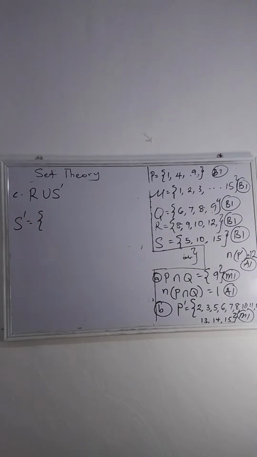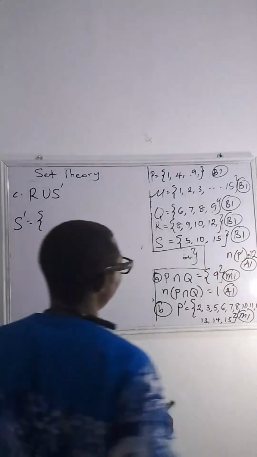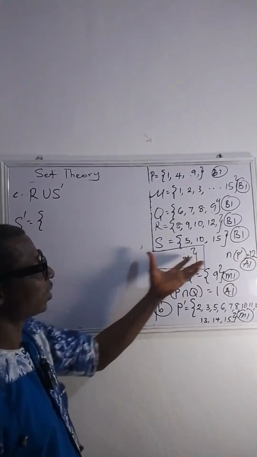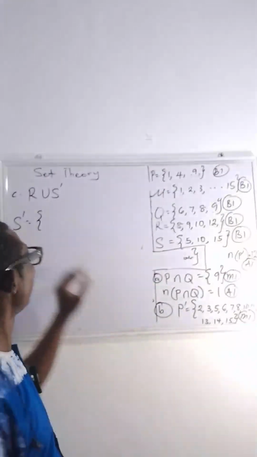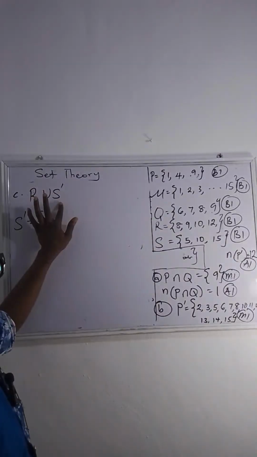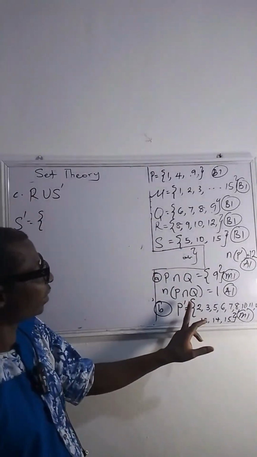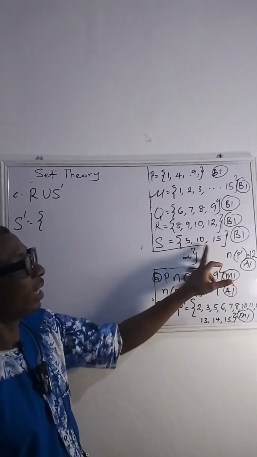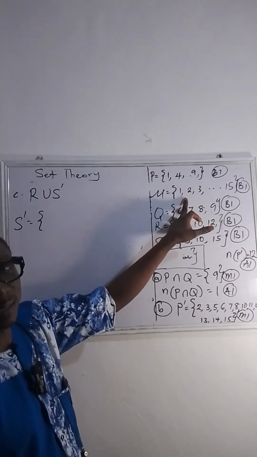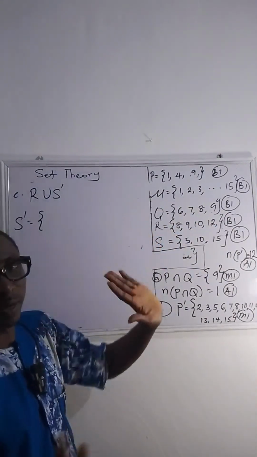Now let's quickly do it together. There are some of us that are not getting it, while some are getting it. Right. Now let's look at what we have here. We want to get S complement. There are those elements that are not in set S, but they are inside the universal set. That's S complement. Very easy.